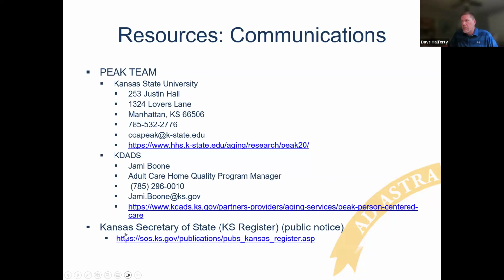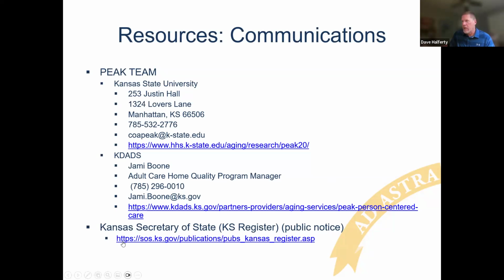The other resource I wanted to point out is the Kansas Register, which is published through the Kansas Secretary of State's office at the site listed there. Each year, the state reviews its rate methodology, and during that process may decide to make some adjustments to the PEAK incentive as well as other rate components. When they do, they publish a public notice that explains their plan. They do it as a proposed notice in mid-April, and then as a final notice in mid-May. They give a 30-day comment period to providers and stakeholders to review the notice and provide comment. The final notice takes into consideration those comments and other input, which can include direction from the legislature as well. So again, it's not done in a vacuum by any means.